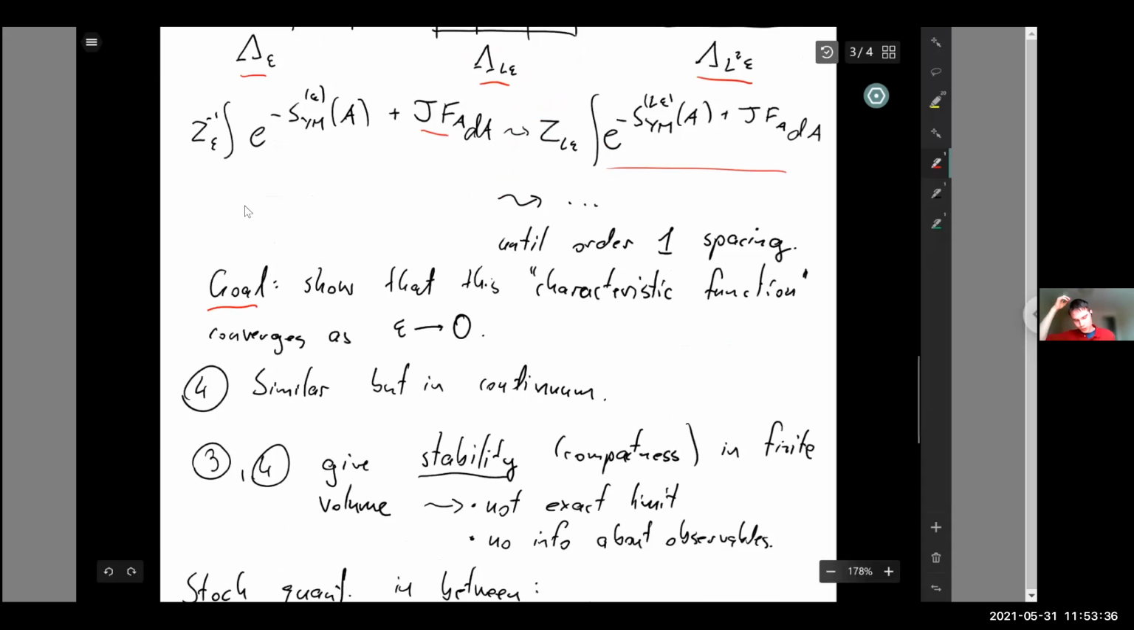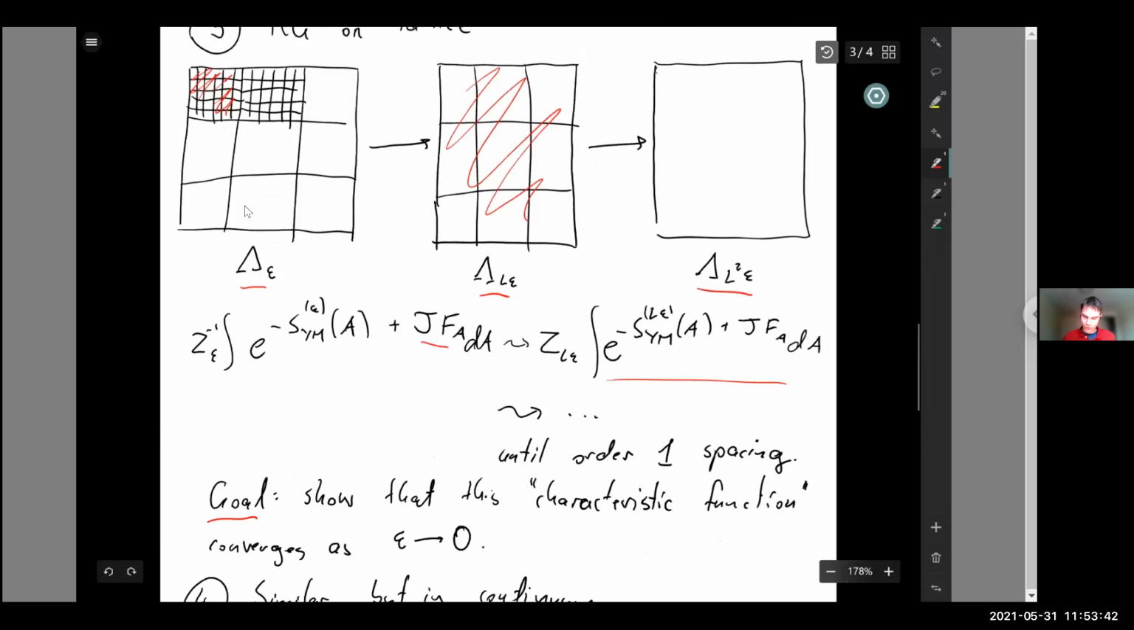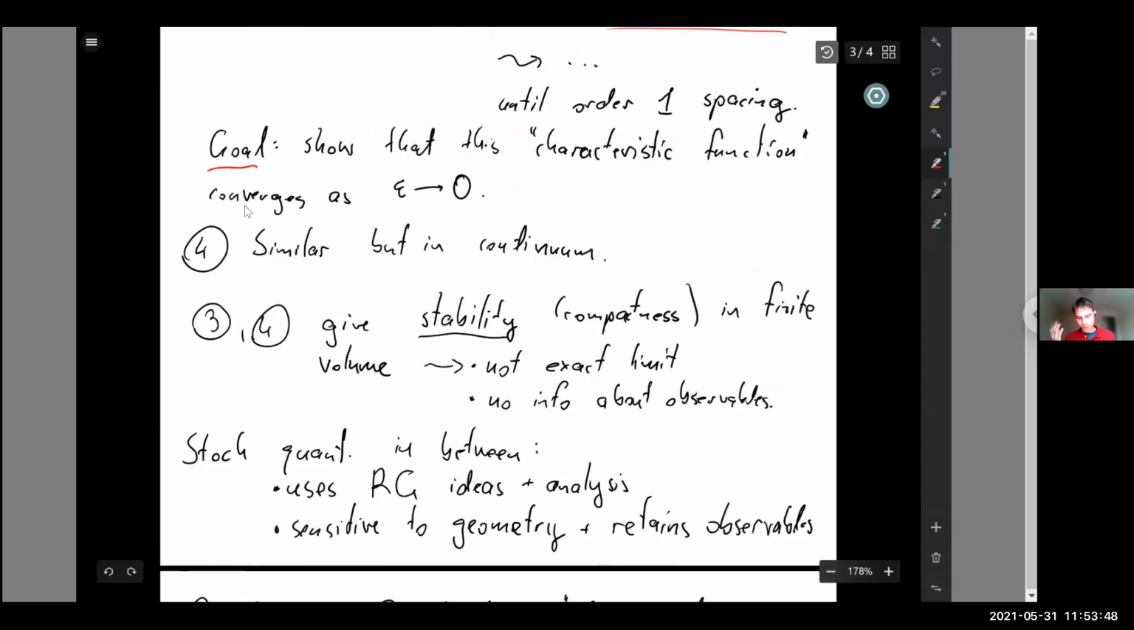Okay, and then this approach, so this sketch that I made here was the picture of Balaban, and then this final work is similar, but it's in the continuum. And so the outcome of these is that it gives you stability. So it gives you compactness, well, with some good faith, it gives you compactness of the measures in finite volume.